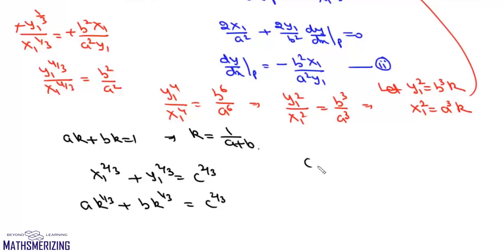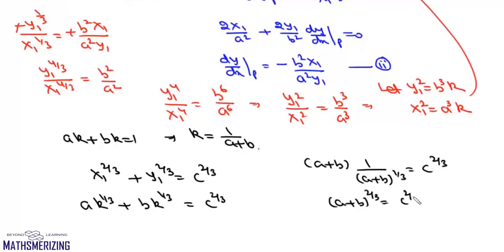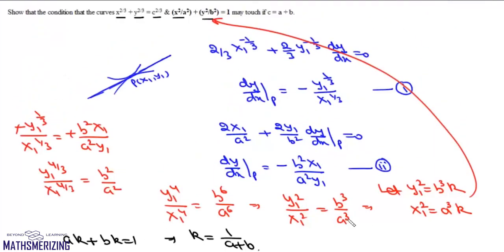Now we can write this as (a plus b), and what is k? k is 1 upon a plus b, so it is (a plus b) times 1 upon (a plus b) to the power 1 by 3, which is equal to c to the power 2 by 3, or (a plus b) to the power 2 by 3 is equal to c to the power 2 by 3. So from here we can say the value of a plus b must be equal to c. So these two curves touch each other if c equals a plus b.